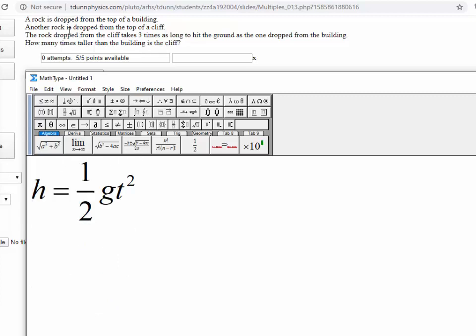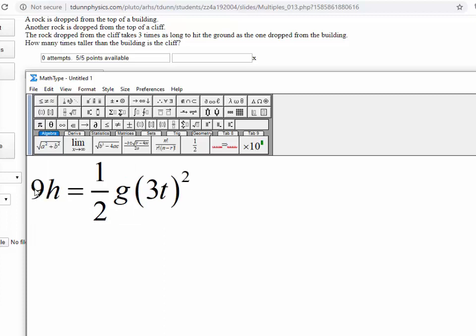Okay, what are we doing here? The rock drop takes 3 times as long. Alright, well, we're going to put a 3 in front of the t, but the t is squared, so the 3 must get squared also. What's 3 squared? Well, that's 9. So if we put a 3 in there, we've got to put a 3 squared or a 9 over here as well. So 9 times the height. How many times taller is the building than the cliff? Sorry, how many times taller than the building is the cliff? And it should be 9 times.